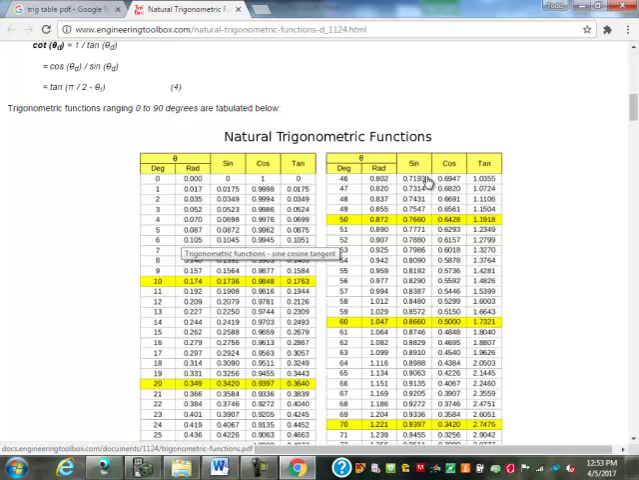Well, I have to look in the sine here. 0.7, here's 0.766, here's 0.777. Which one's closer? This one's probably closer. 0.766 is closer to 0.77. So that is 50 degrees. So the inverse sine of 0.77 is about 50 degrees. It's actually somewhere between 50 and 51, but that's about as close as we can get.